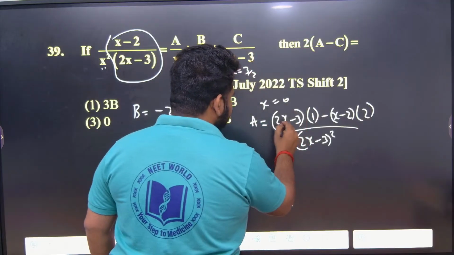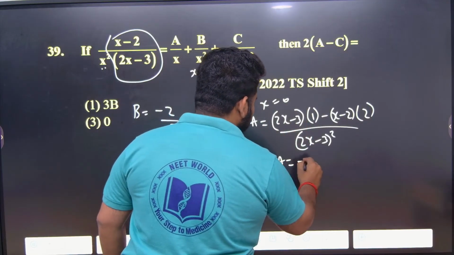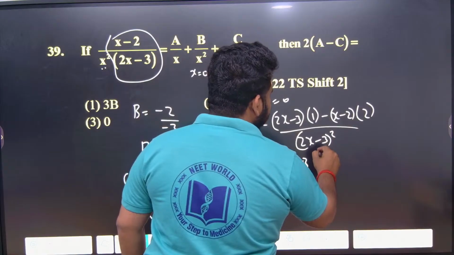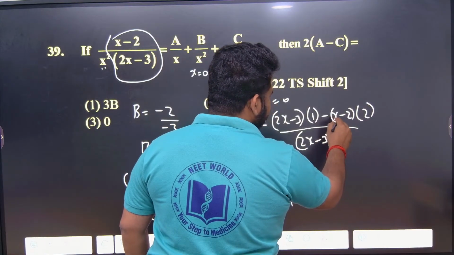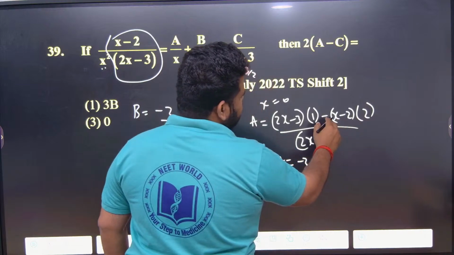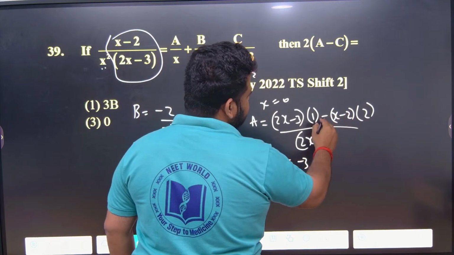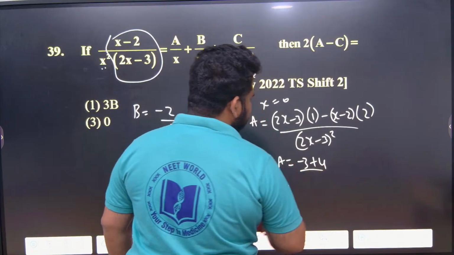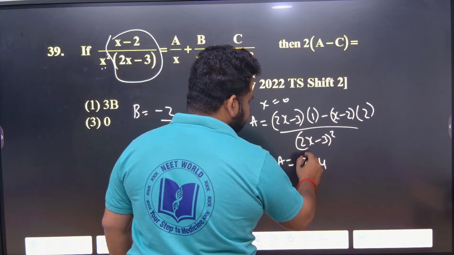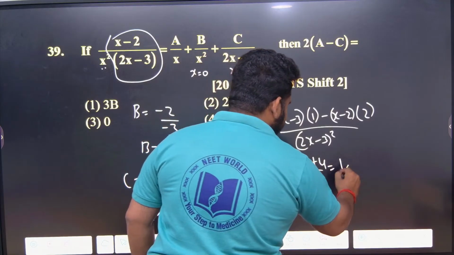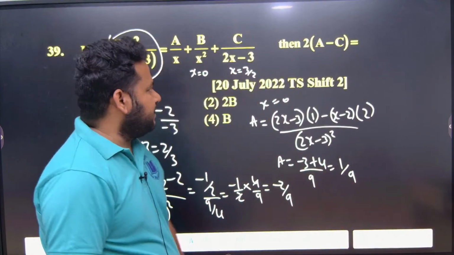This gives me what to put. If I put x is equal to 3, I will get minus 3. What is this? 2 into 2, minus, this is 0, means this will become minus 2. So minus 2 into 2 is minus 4, and this will be plus 4. This will become minus 3 whole square, which is 9. So this will become 1 by 9. I will get A is equal to 1 by 9.